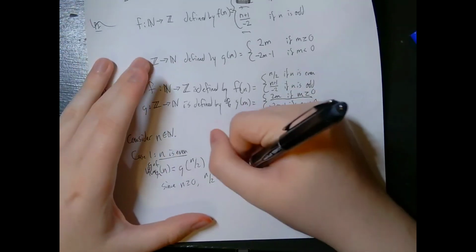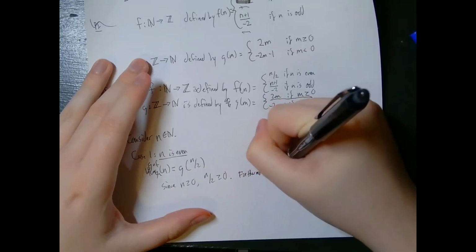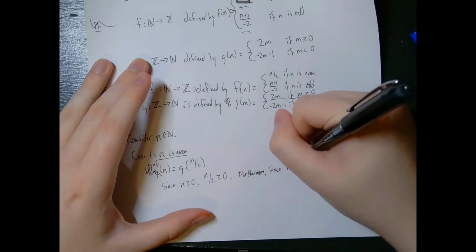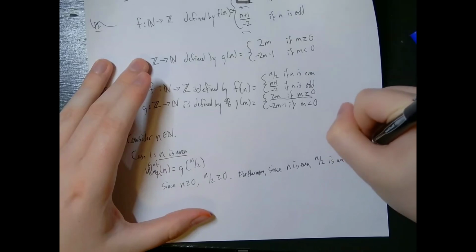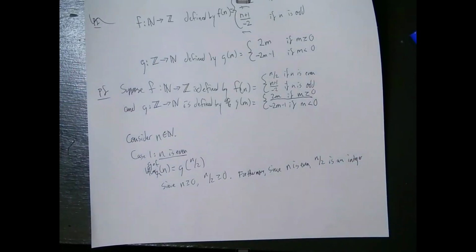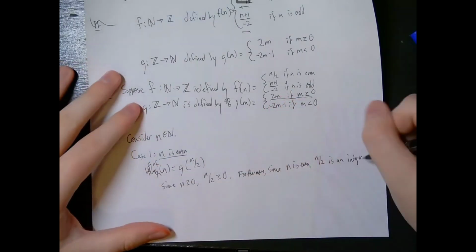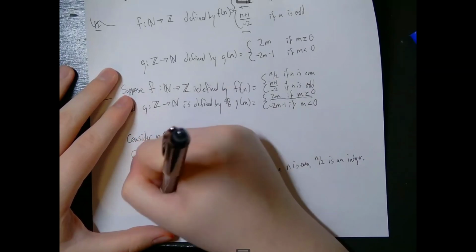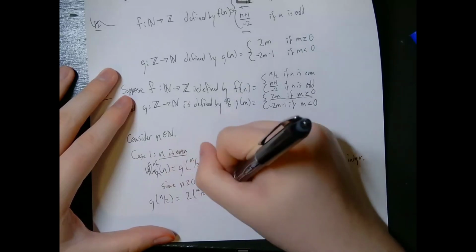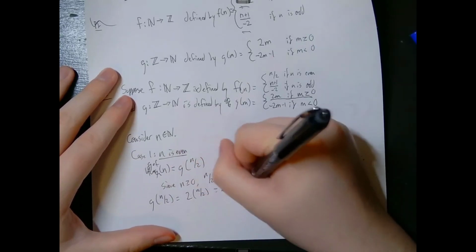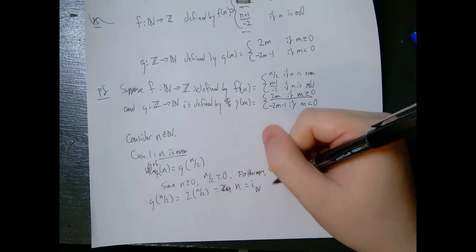Furthermore, since n is even, n/2 is an integer. So we know that n/2 is a non-negative integer, which means that g of n/2 equals 2 times n/2, which equals n, which is then the identity map over the natural numbers of n.